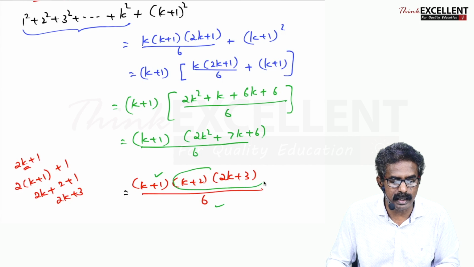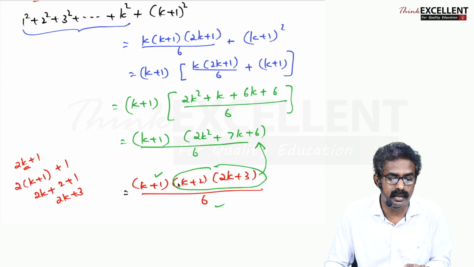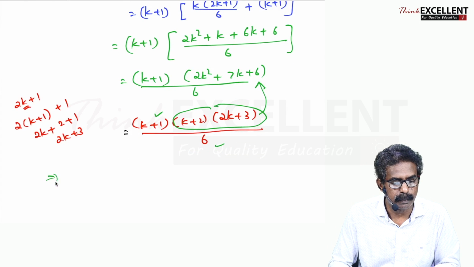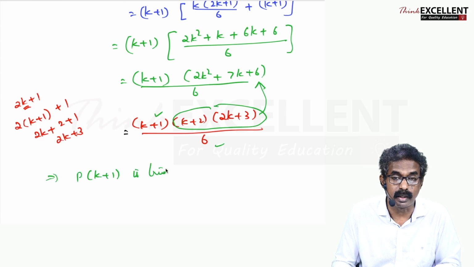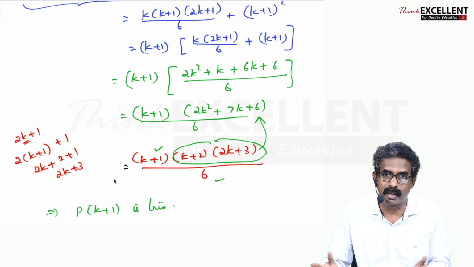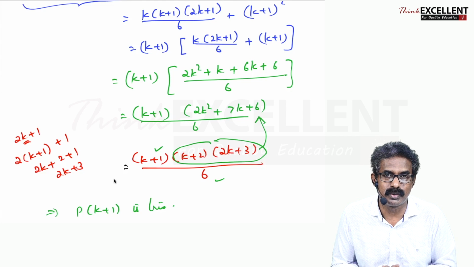These two you multiply and check. Will you get this one? K into 2k, 2k square. K into 3, 3k. 2 into 2k is 4k. 3k plus 4k, 7k. Then 2 into 3, 6, yes. If you factorize, you will get it. So you can say P of k plus 1 is true, right? And conclusion, don't forget: by the principle of mathematical induction, it is true for all natural numbers. So that's all. Hope you understood all these things. In the next video, I'll teach you the next type of questions. We'll continue in the next video.